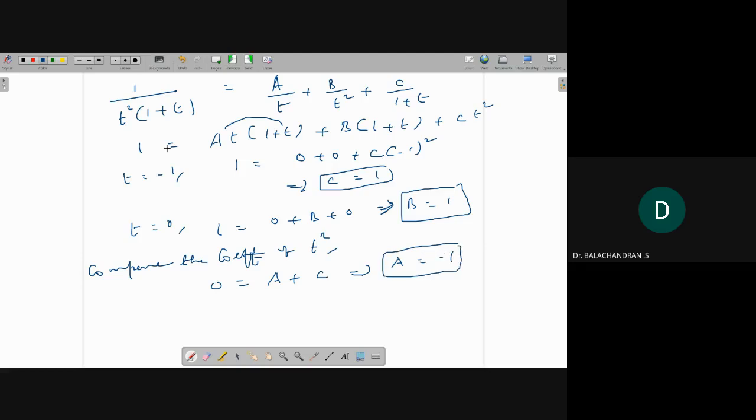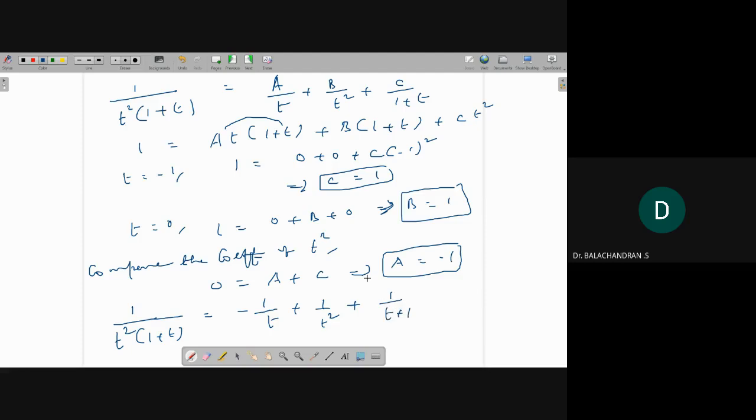So now 1 by t square into 1 plus t is equal to a by t plus b by t square plus c by 1 plus t. A is minus 1 by t, b is 1 by t square, c is 1 by 1 plus t or t plus 1.